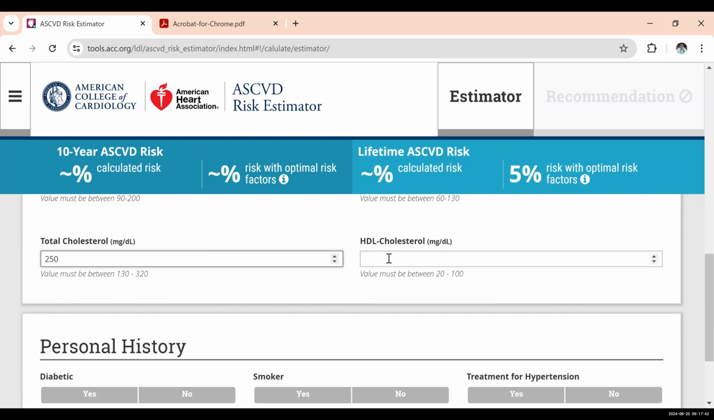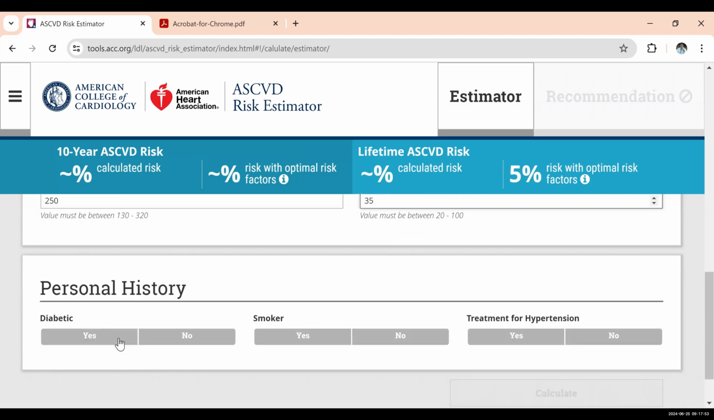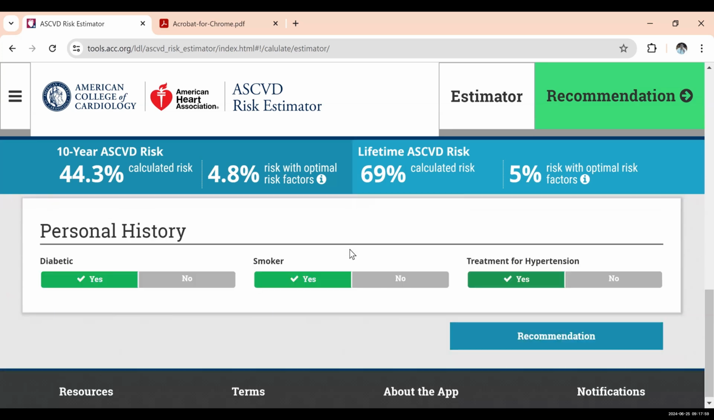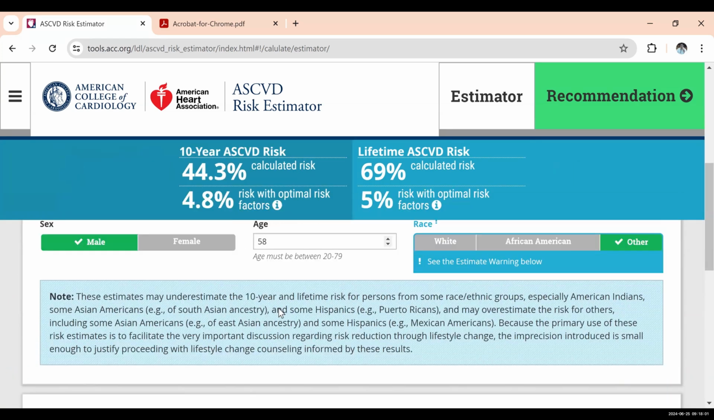These can be done by the nurse or one of the coordinators. HDL cholesterol is mostly below 15 in Indians, and most are diabetics, most are smokers, and most are on treatment for hypertension. This is what happens in a prostate cancer patient of around age 50 to 60 years.